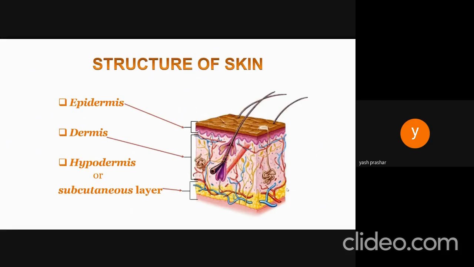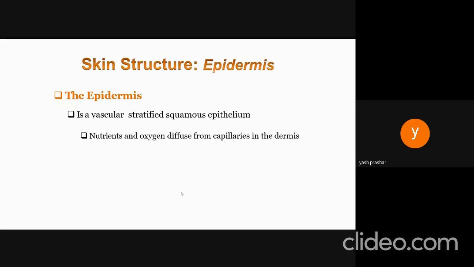Here we are able to observe the structure of the skin. In this diagram, we are able to see the epidermis, then the dermis, which is the middle layer, and then the last, the underlying layer from the dermis, which is the hypodermis. Skin structure, epidermis. It is avascular, stratified squamous epithelium, and nutrients and oxygen diffuse from the capillaries into the dermis. The various cells present in the epidermis, as already mentioned, are the keratinocytes, melanocytes, Langerhans cells, and Merkel cells.